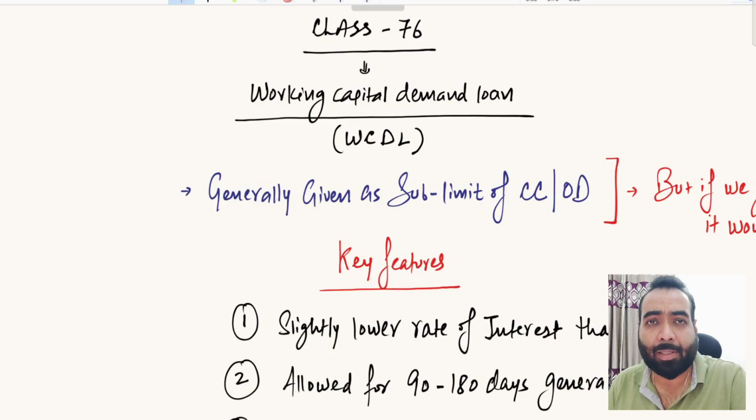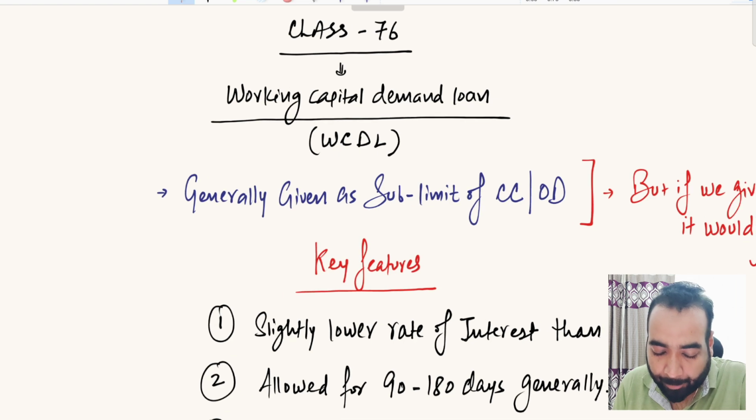Welcome back friends to class number 76, and in this video we will discuss the concept of working capital demand loan, that is WCDL. I have already explained to you the concept of seasonal limits, peak limits, cash credit limit, overdraft limit. Now we are adding another facility in our portfolio of working capital products, that is WCDL, right?